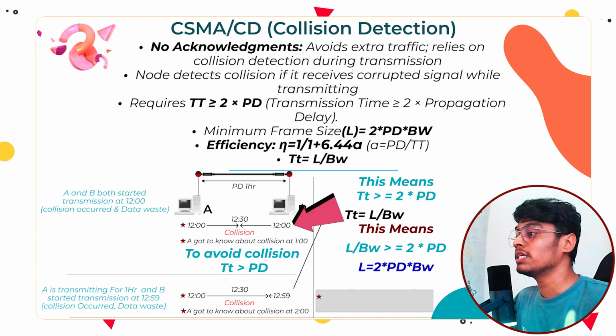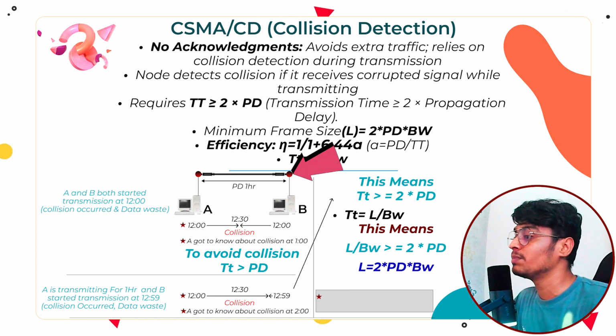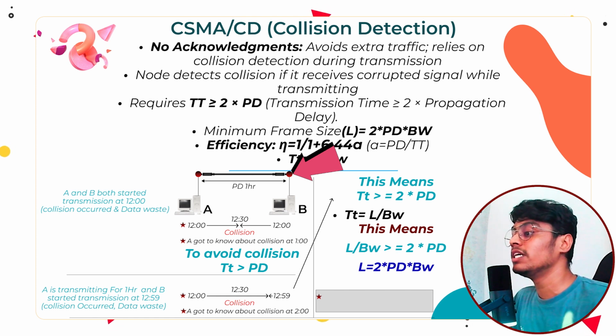Let's say B also senses the medium. What will B detect? B will also find that the channel is idle. Why? Because as I explained in CSMA, you can only check your own local point. So B will only check at its location if there is a signal present, but no signal from A has reached B yet. So B will also decide to transmit data.